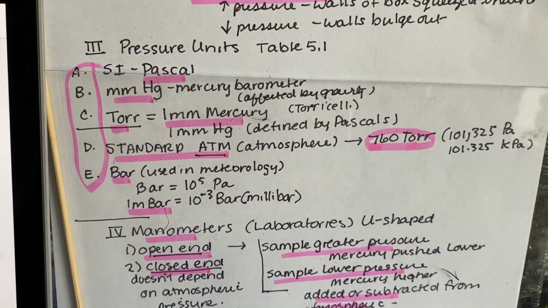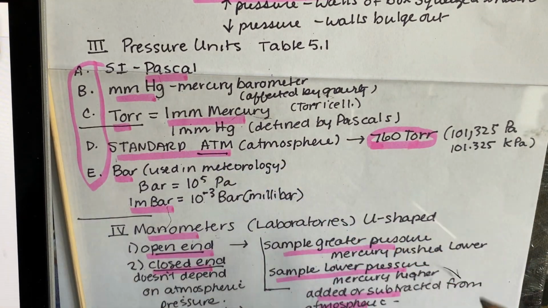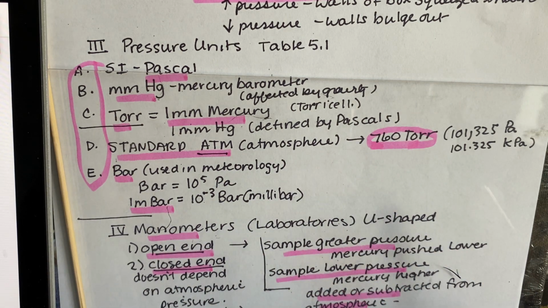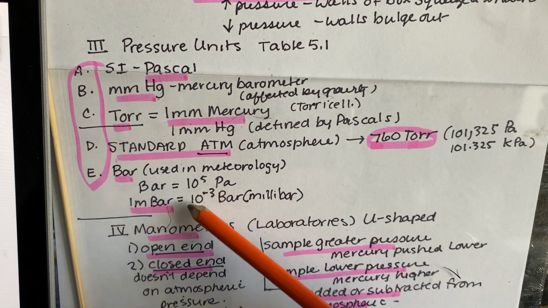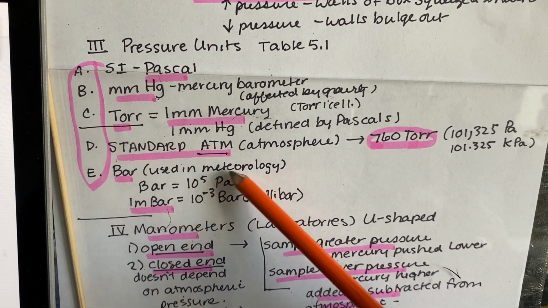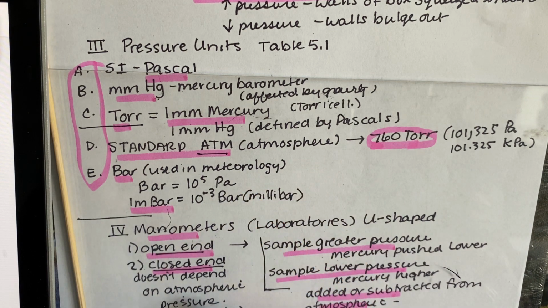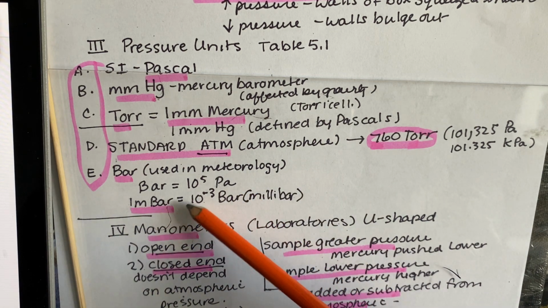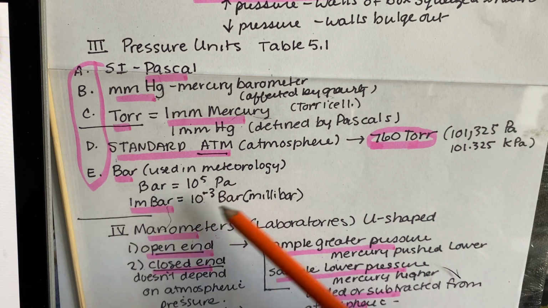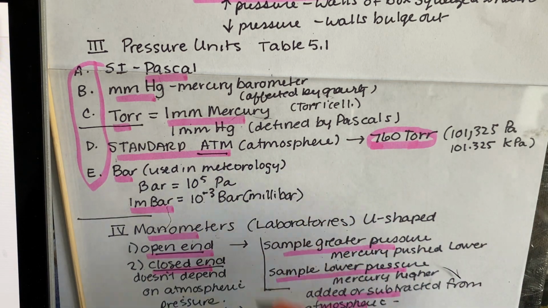And so we can also measure in bars. Not very often, but they do use them for meteorology, which is weather. So if you're on the weather station, they'll measure pressure a lot of times in bars. And a bar is 10 to the 5th pascals, that means a 1 with 5 zeros behind it. Or one millibar is going to be 10 to the negative 3 bar. I said microbar, it's an M, it's millibar. So anyway, bars are another way.